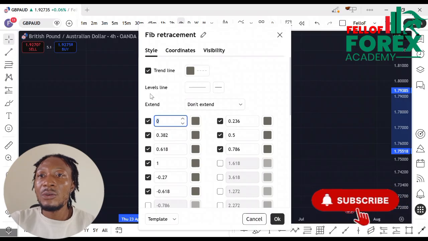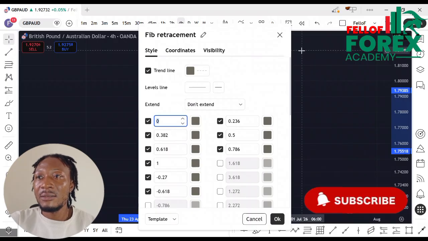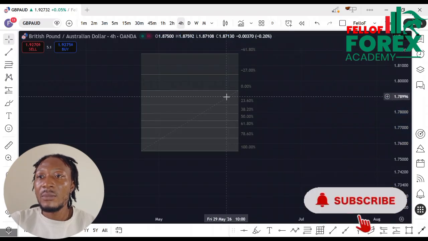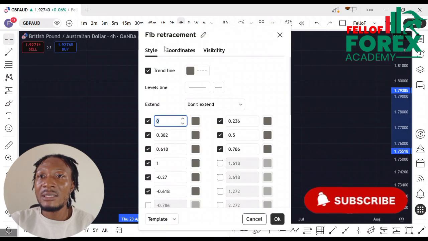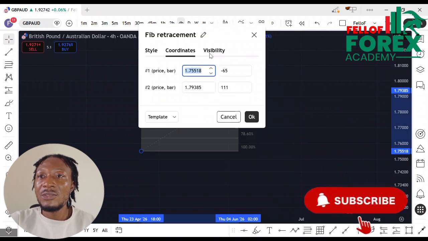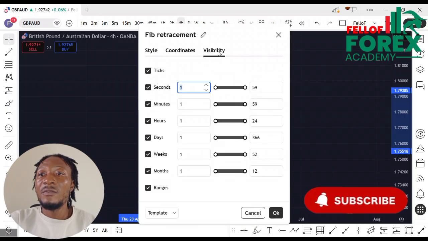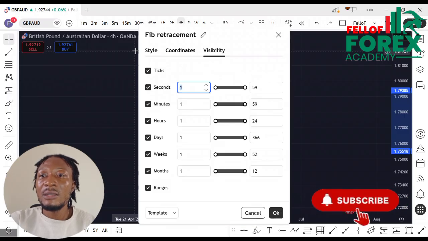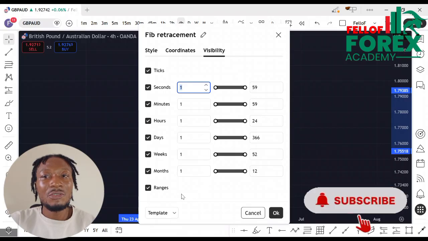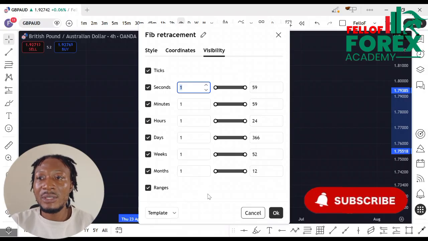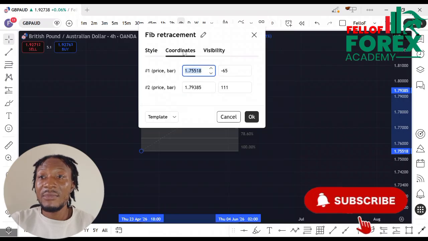Good. So you click on settings. Once you click here on the Fib, you come to where you have settings. You click on settings. You have coordinates, you have visibility. For the visibility, these are the settings. You can take a screenshot of what you see here. For the coordinates, it's normal.